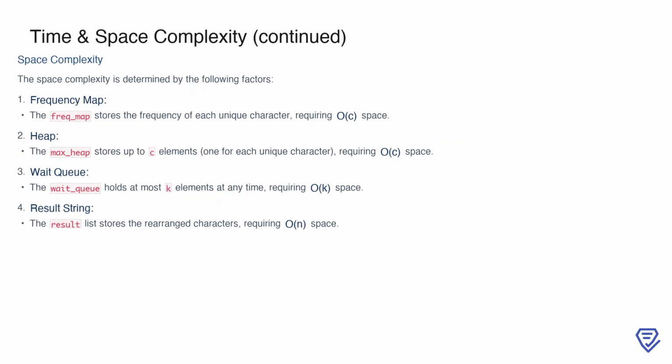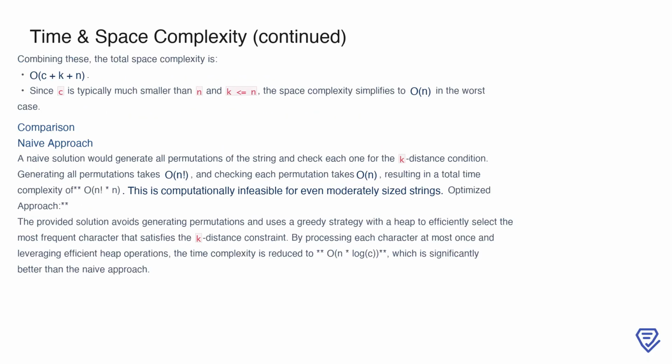Now let's discuss space complexity. The first factor is the frequency map, which stores the count of each unique character, requiring O(c) space. The second factor is the max heap, which holds up to c elements, also requiring O(c) space. Then, we have the wait_q, which holds at most k elements at any given time, resulting in an O(k) space requirement. Lastly, we have the result list, which stores the rearranged characters and grows to the same size as the input string, requiring O(n) space. These components together result in a total space complexity of O(c + k + n). However, since c is usually much smaller than n and k is bounded by n, the space complexity simplifies to O(n) in the worst case.